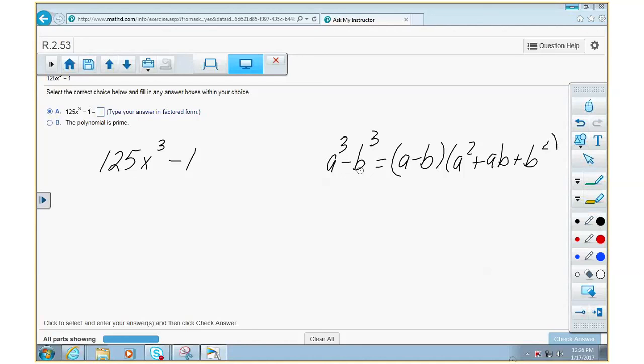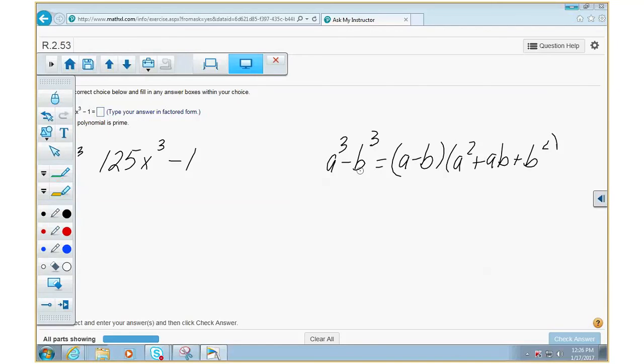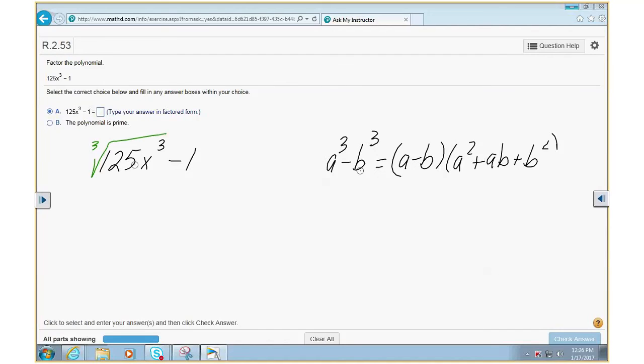Let me ask you this, which one does it look like? Does it look like the left-hand side or the right-hand side, the way that it is right now? It looks like the left-hand side, right? Got 2 terms, so your answer is going to look like what? The right-hand side. So, take the cube root. I'm going to do this in red or green, something different. Take the cube root of this number, take the cube root of that term. So A is equal to 5x. B is equal to what? 1, because the cube root of 1 is 1. The cube root of 125x cubed is 5x.